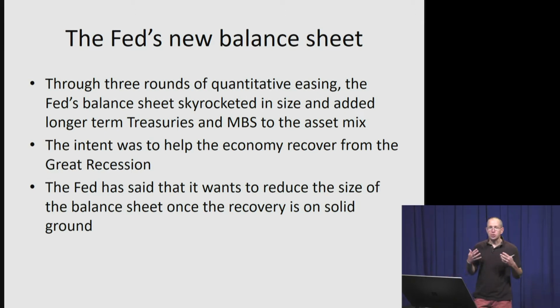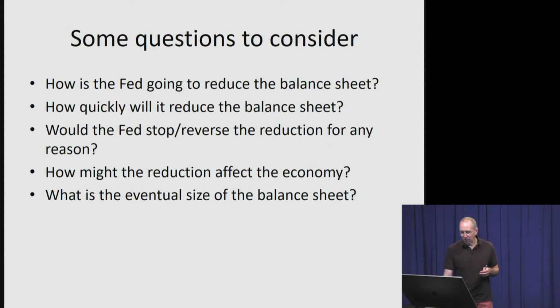And so through these 3 rounds of quantitative easing, the Fed roughly quintupled its balance sheet and added new securities to its balance sheet that it didn't used to hold. And the intent, as we saw in just the previous video, was to increase aggregate demand and help the economy recover from the Great Recession. And the Fed has said over and over again that they want to eventually reduce the size of this balance sheet once the economy is on more solid ground.